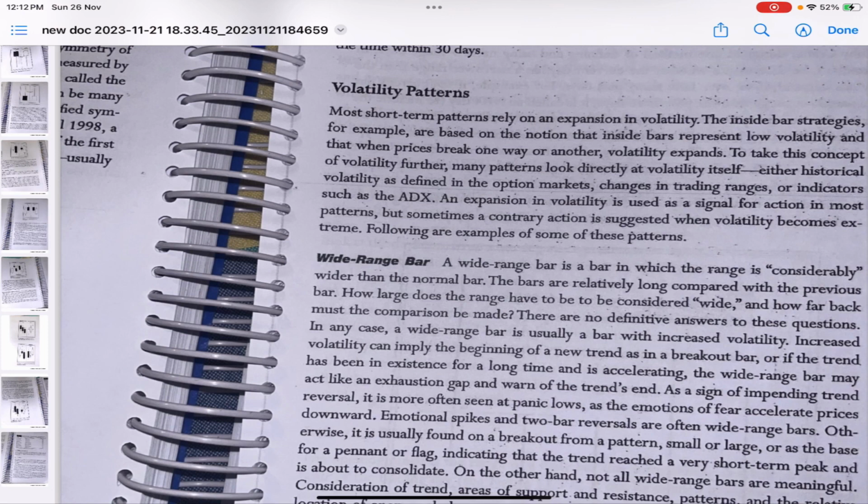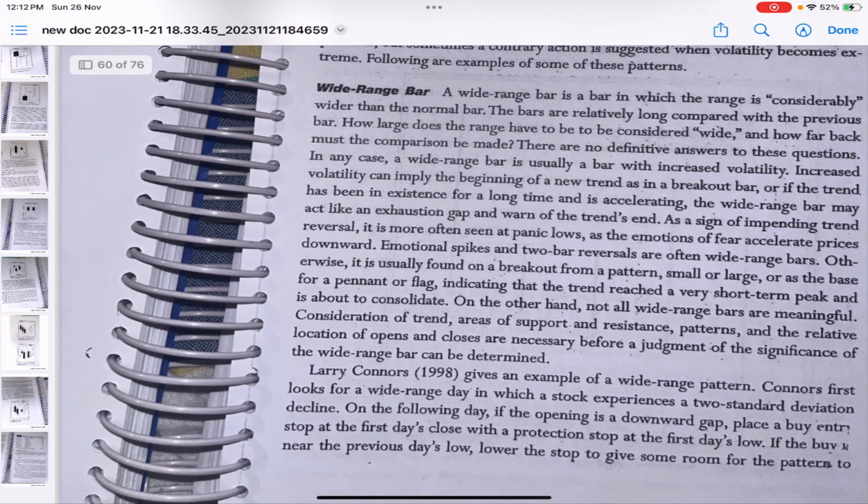So if you think about the short term patterns, most of them do rely on expansion in volatility, like what we saw, the inside bar and the ADX and all of these. All of these are basically talking about the volatility of the instrument. Talking about a wide bar range, you know what a wide bar range is? It is a big body candle or a big candle. A wide range candle basically covers a lot of range as compared to the previous candles.